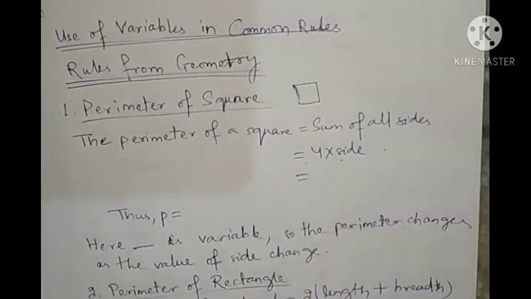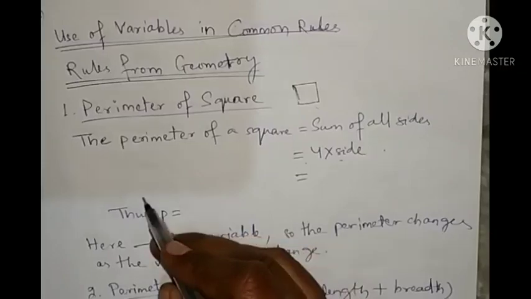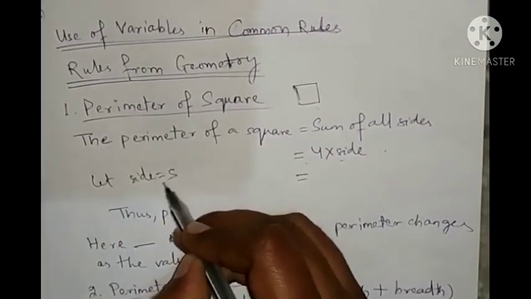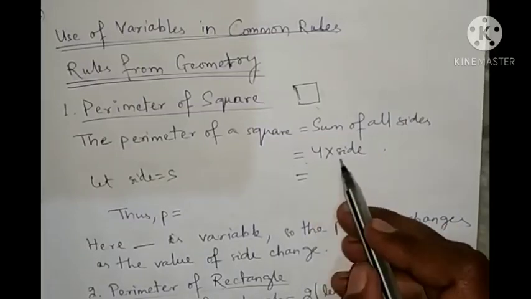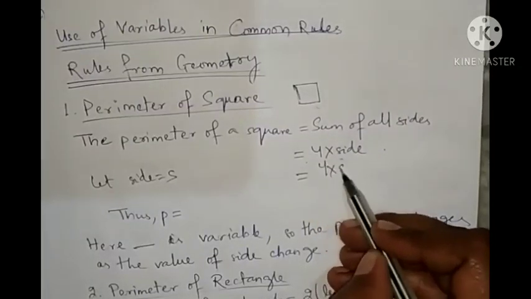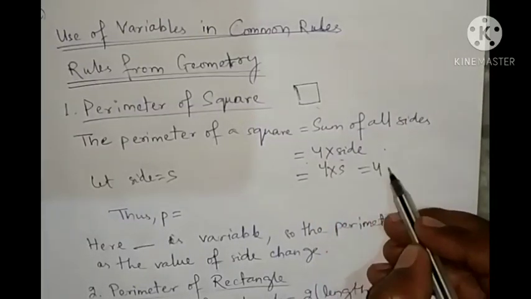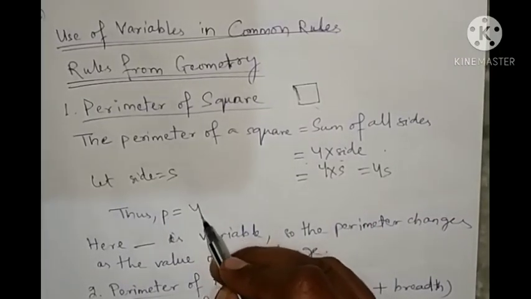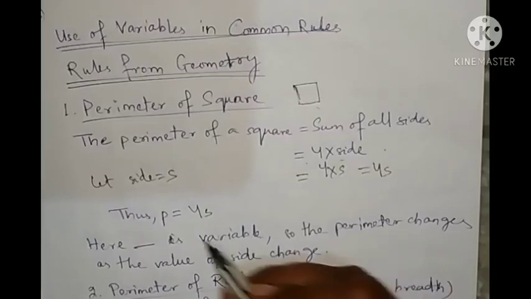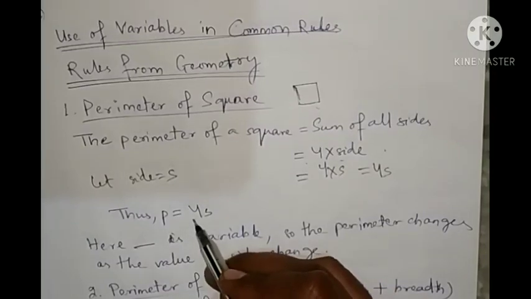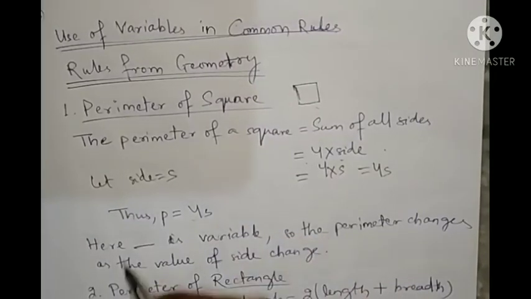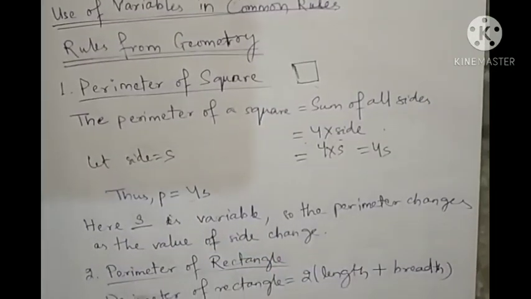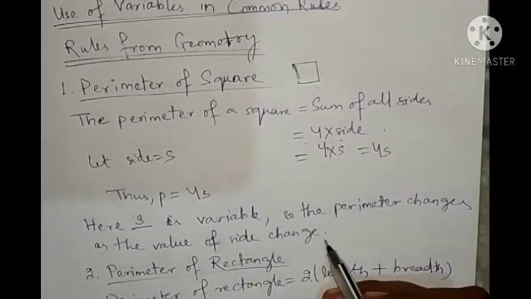So let side equal S. Instead of side, we can write S. That is 4S. So if P is the perimeter, then P equals 4S. Here 4 is a number, a constant value, but S is a variable. So the perimeter changes as the value of side changes.